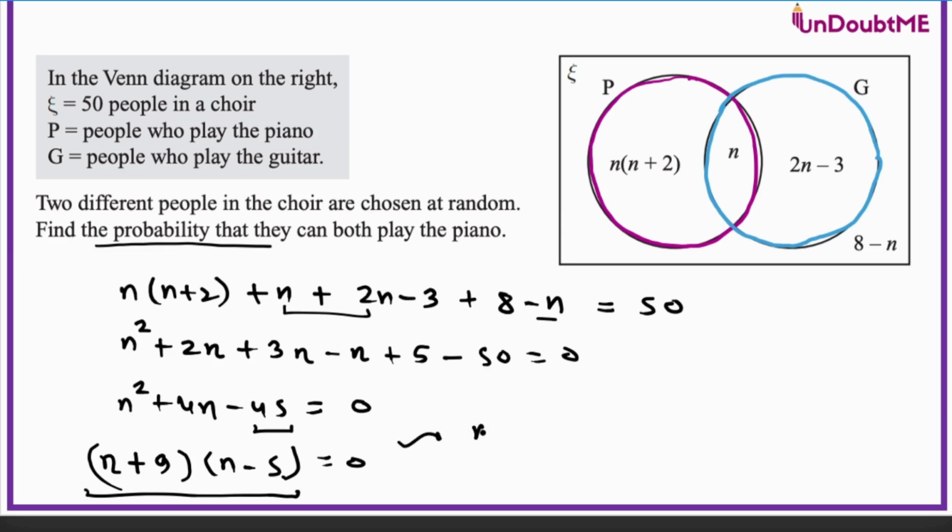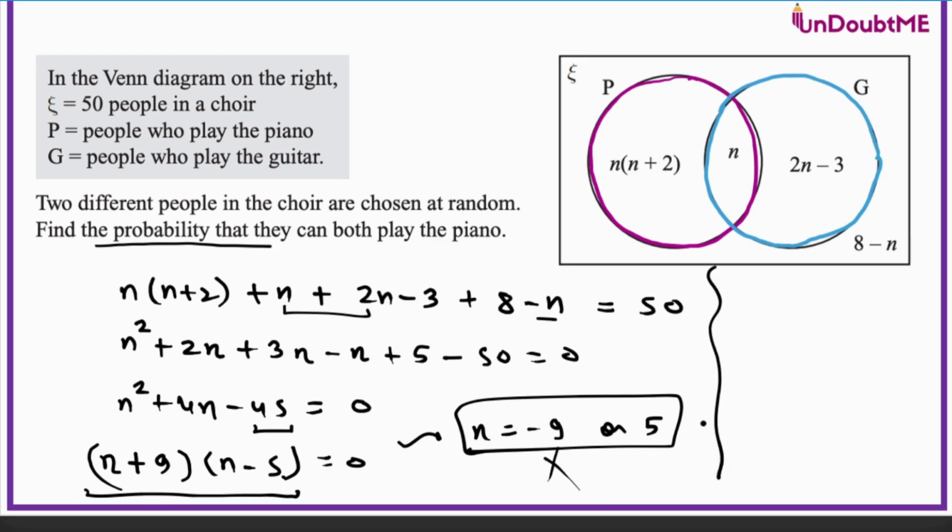Over here, I'll get n is equal to minus 9 or 5 on solving. Now, n is a number. It can't be negative. So we'll just go ahead with 5. Now with that, I have got all numbers. The first one is 5 times 5 plus 2, that is 7, so there are total 35 people who play only piano.